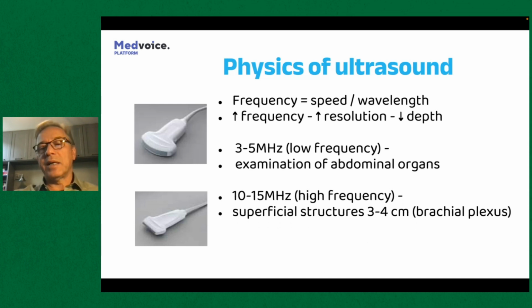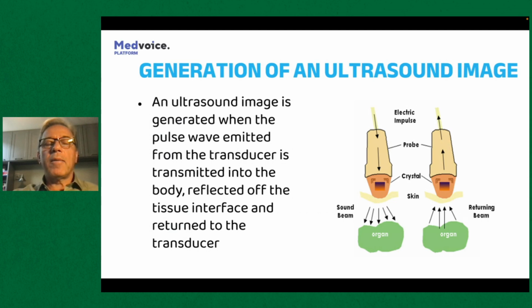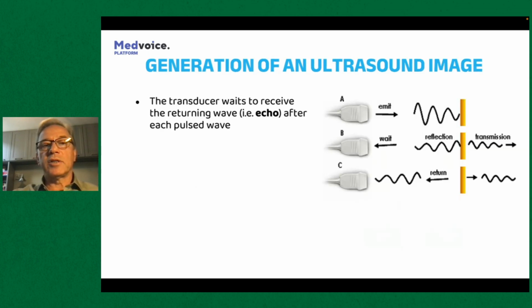Hence, we can see better at not such a massive depth. How is the image generated? Ultrasound image is generated when the pulse wave emitted from the transducer hits the structure and reflects back and returns to the transducer. That's how the transducer waits to receive the returning wave, or we call it echo, after each pulsed wave. That's why it's called echocardiography or echo something.